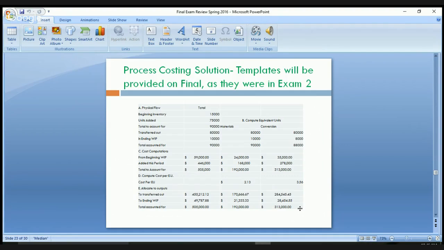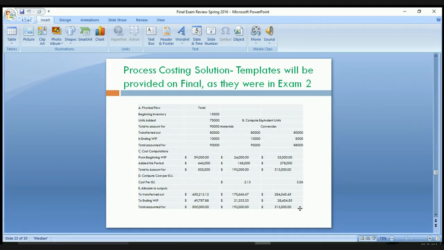Now, because this is weighted average, I care about the beginning amount in work in process. So I have 24 and 168, so total cost to account for is 192. I take that 192 divided by 90,000, and I get $2.13. Again, we care about beginning for conversion. So we had 35, we added 278, so I have a total cost that I have to account for of 313, and then I'm going to divide that by 88. I get $3.56.